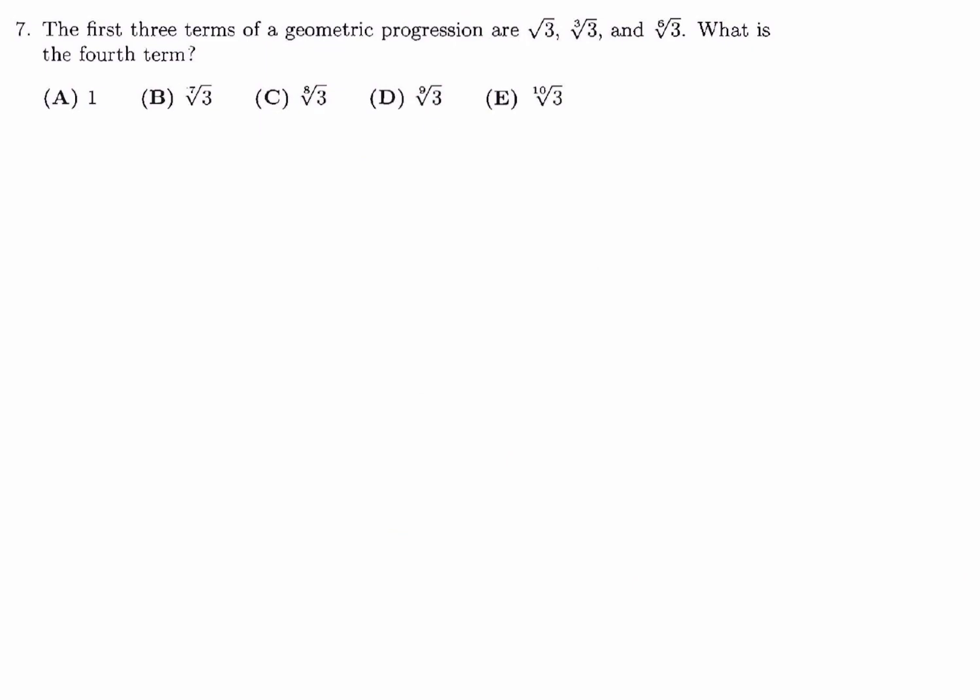The first 3 terms of a geometric progression are root 3, 3 to the 1/3, and 3 to the 1/6. What is the fourth term? So we have A, AR squared, and AR to the power of 3. And it's 3 to the half, 3 to the 1/3, and 3 to the 1/6.